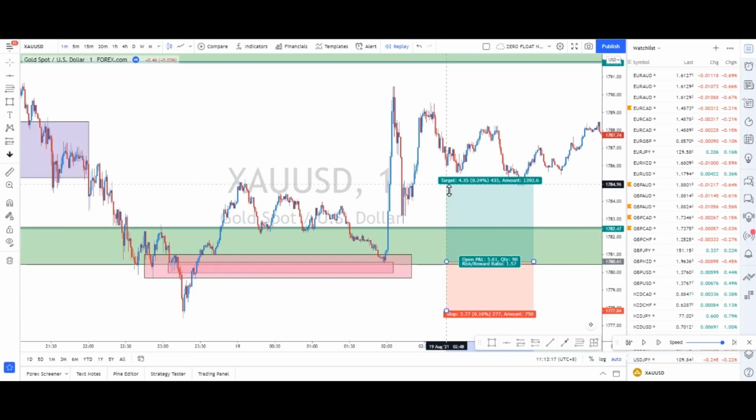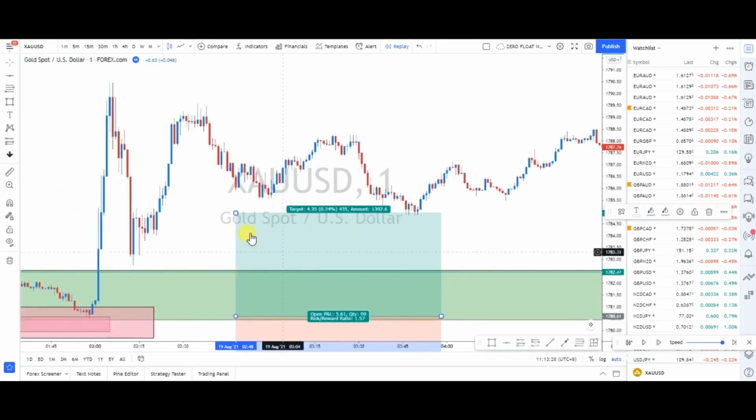But the reward is 43.5 pips. So the risk reward ratio is 1.57. This can be a good trade as well. But let's wait for another opportunity.